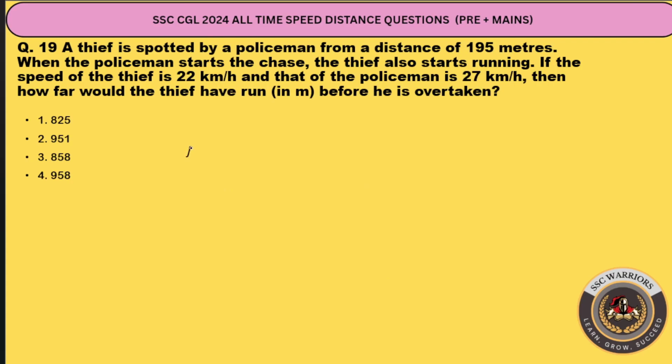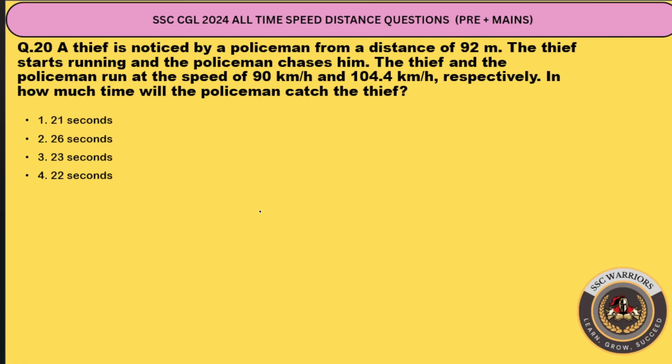Next, again a thief and policeman question. A thief is spotted by a policeman from a distance of 195 meters. When the policeman started the chase, the thief also started running. If the speed of the thief is 22 km per hour and that of the policeman is 27 km per hour, how far would the thief have run before he is overtaken? Same question.